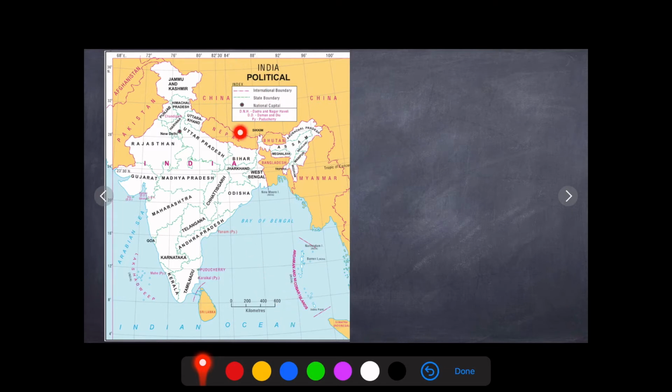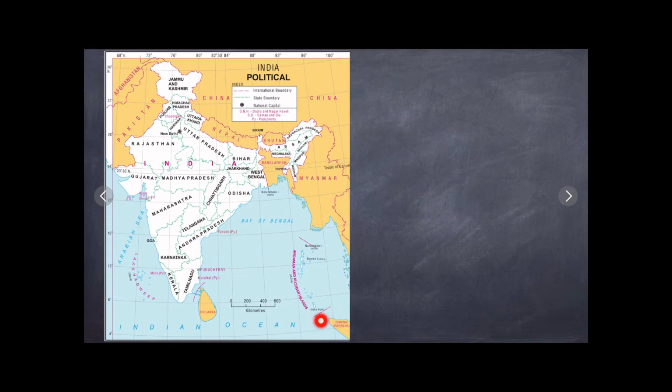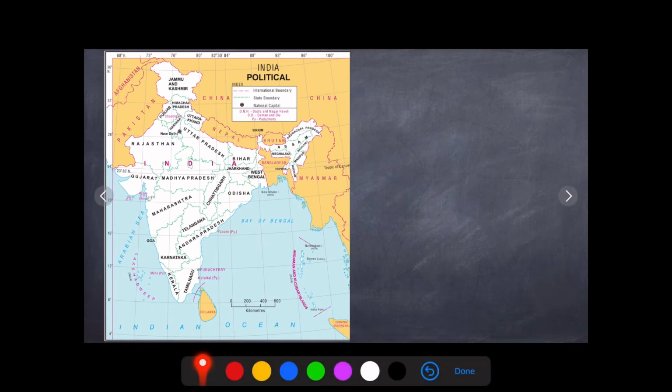Now over here till here, India's last point is at Indira Point. But over here as you can see, east is given like this, north is given, so north and east. India is covered in northern and eastern hemisphere, therefore in extent also we got north and east.